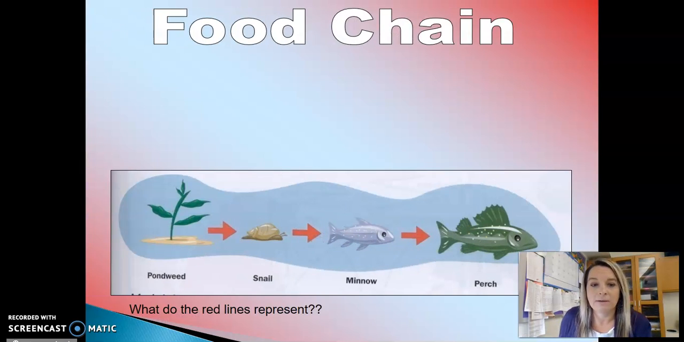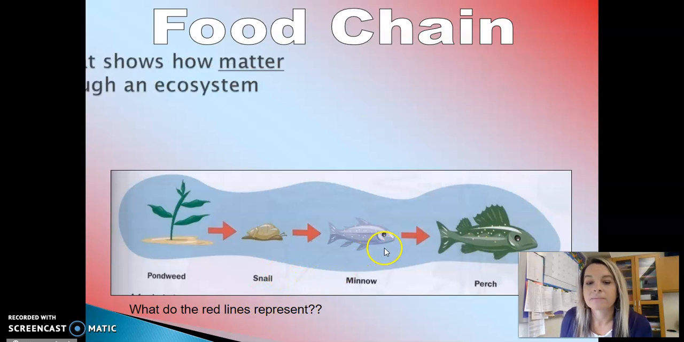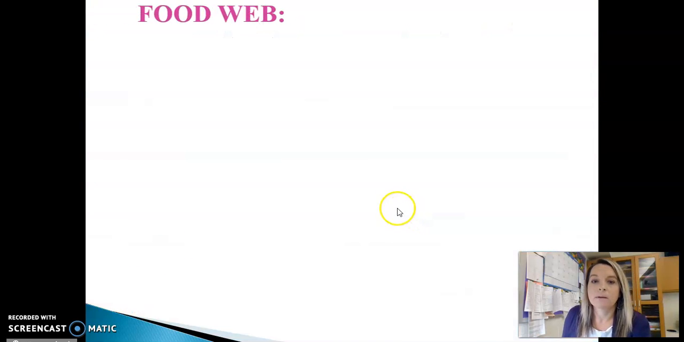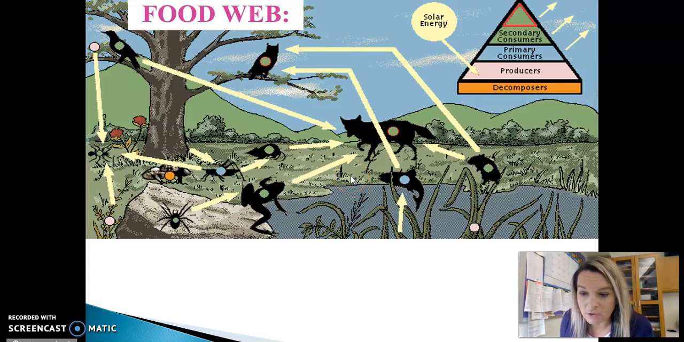So a food chain is basically a representation of giving energy from one creature to the next to the next. So what do the red lines represent? That's right, energy transfer. So the pondweed gives energy to the snail gives energy to the minnow gives energy to the perch. So on a food web, it shows you more possibilities of these transfers. You're not just going to have the spider giving energy to the frog. The spider might also be giving energy to a bird who eats a spider. They just don't have the line drawn there.